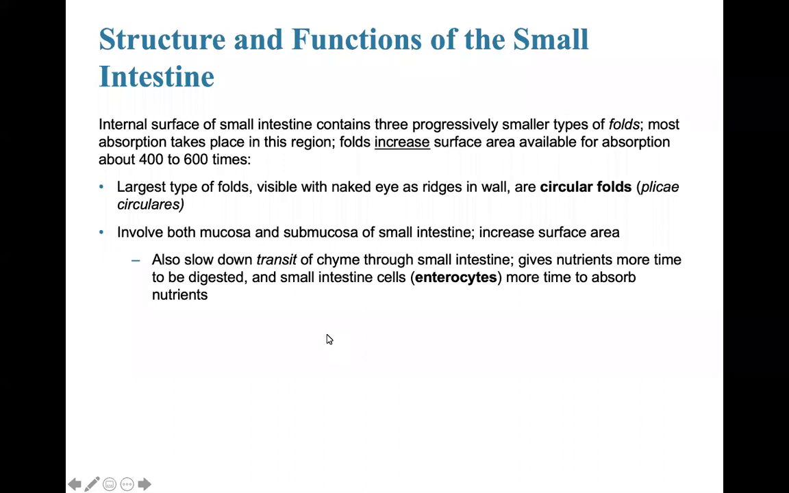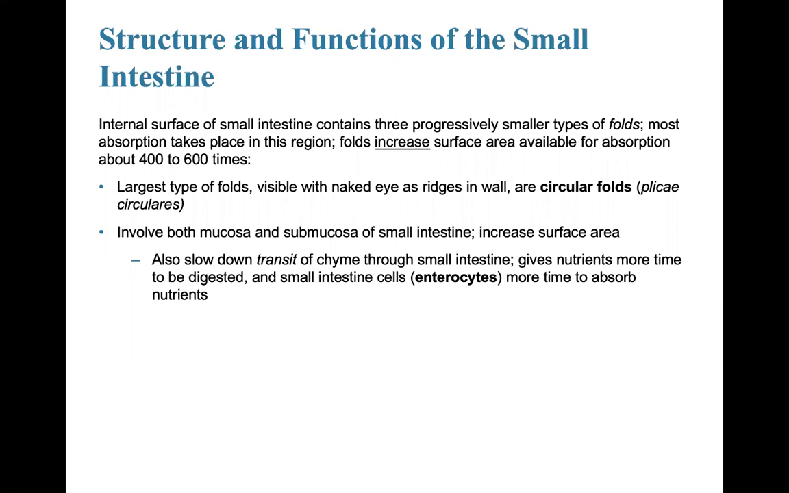The internal surface of the small intestines contains 3 progressively smaller types of folds. Most absorption takes place in this region. The folds increase the available surface area for absorption about 400 to 600 times that of what you would normally think.